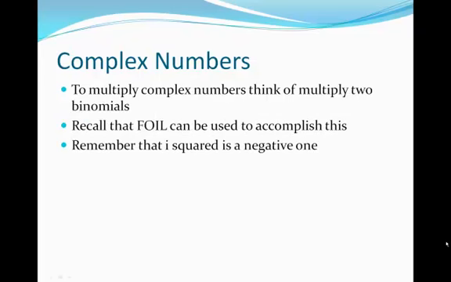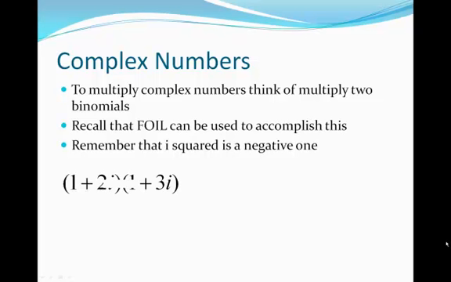To multiply two complex numbers, you want to think of multiplying binomials. That means you want to take your first terms, multiply them together, your outside terms, your inside terms, and then your last terms. And so it looks a lot like FOIL. The only extra thing you really have to remember when doing this with complex numbers is that when you take an i times an i, you get i squared, which is equal to -1.